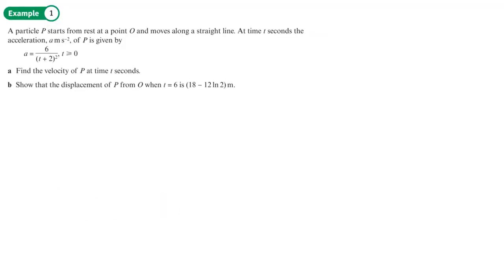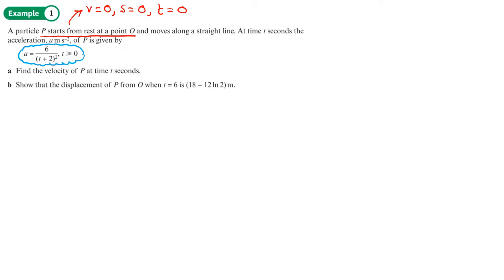Okay, so here a particle starts from rest at point 0, which is the origin. So if it starts from rest, rest means t is 0, the origin is s equals 0, and this all happens when t is 0, because that's when it starts, and it moves along a straight line. At time t seconds, the acceleration is given by this expression here. So we've got the acceleration, find the velocity.